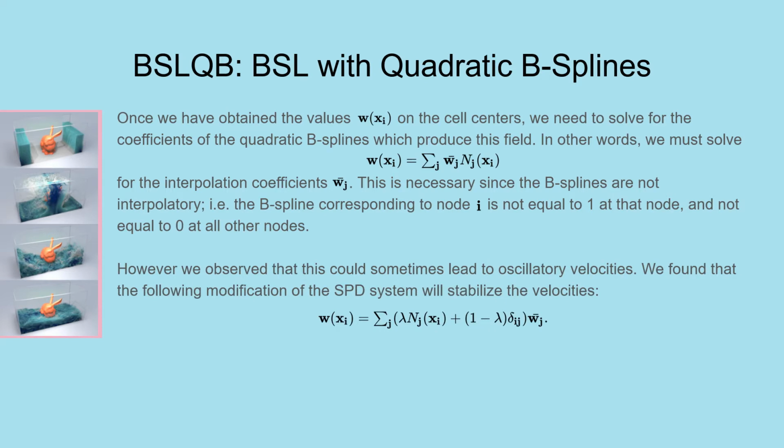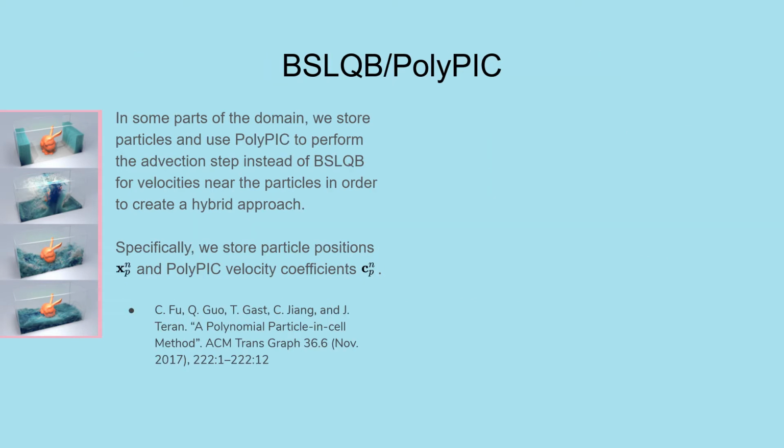However, the coefficients obtained by solving this system sometimes produce oscillatory velocities, which are not desirable. We found that a modification of the system, shown here, stabilizes the velocities. This parameter lambda takes values between 0 and 1, and as we saw earlier in the example of 4 smoke jets, the value of lambda equals 0 is very dissipative.